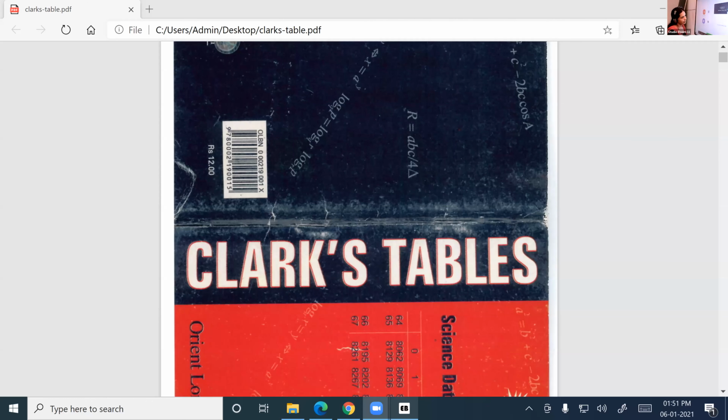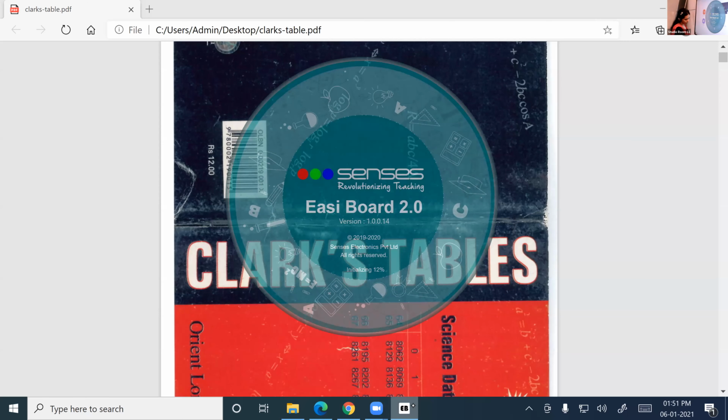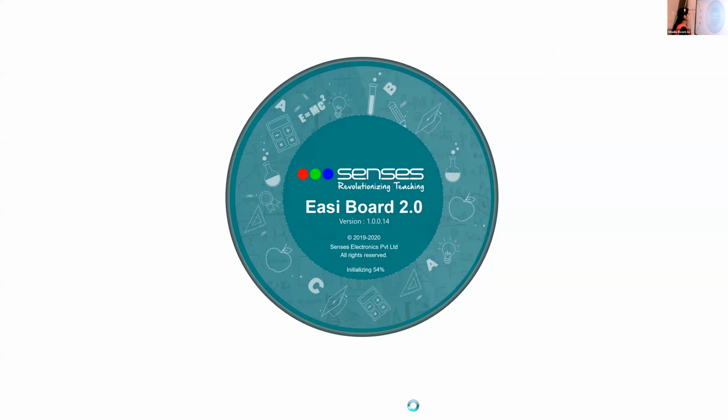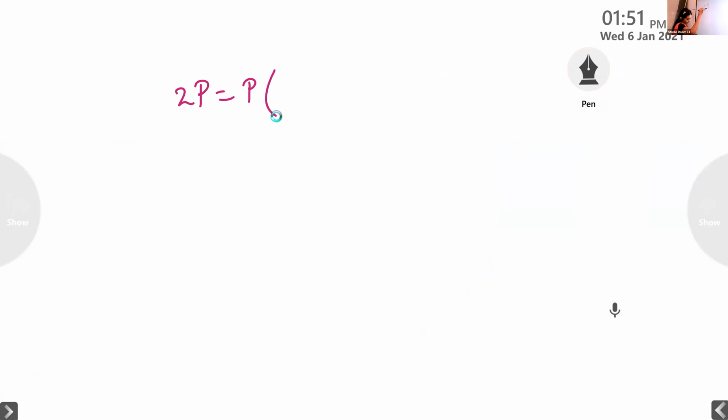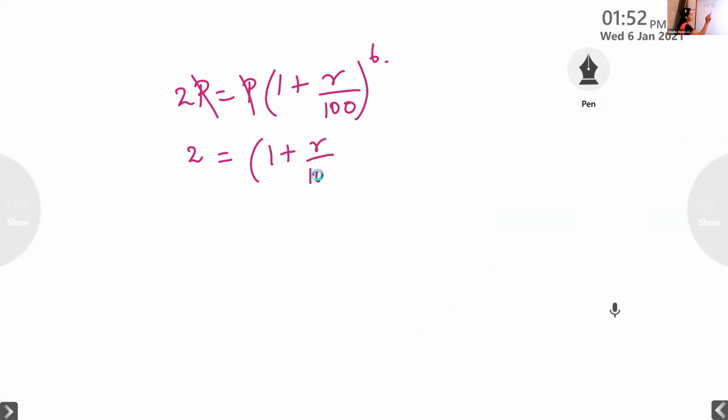We wrote the steps and I think we did up to a few steps, isn't it? We calculated, okay, money gets doubled. We applied the compound interest formula. And what we got: 2P is equal to P into (1 + R/100) whole raised to 6, isn't it? When we cancelled P, so 2 is equal to (1 + R/100) whole raised to 6. We want to find the rate of interest, isn't it?